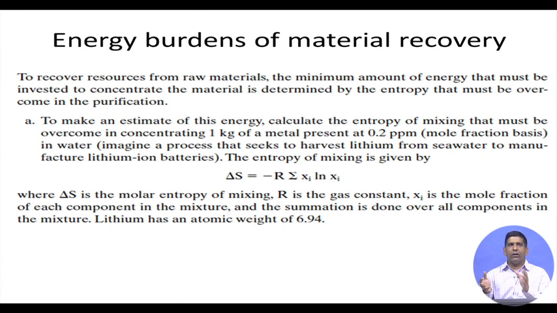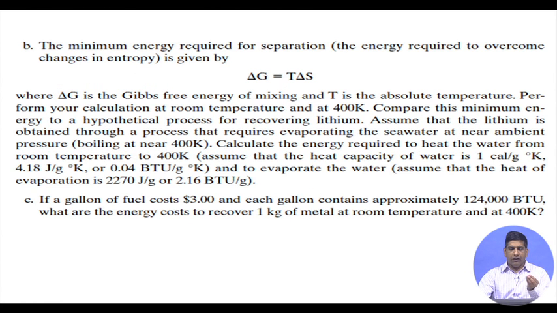So we can calculate delta S, which is the entropy, with the molar entropy of mixing, based on your gas constant, mole fraction, and atomic weight and all that. This is what you have already done as part of some chemistry exercise. So the energy burden of the material can be calculated, and then the minimum energy required is the Gibbs energy, the energy required to overcome the change in entropy.